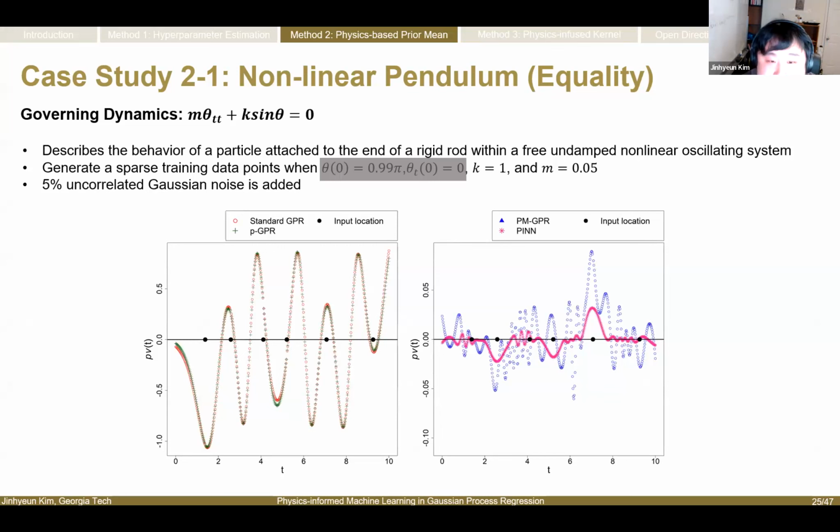This is the physical violation. And in this case as well, you can see that the PM GPR and PINN can reduce the violation of physics.